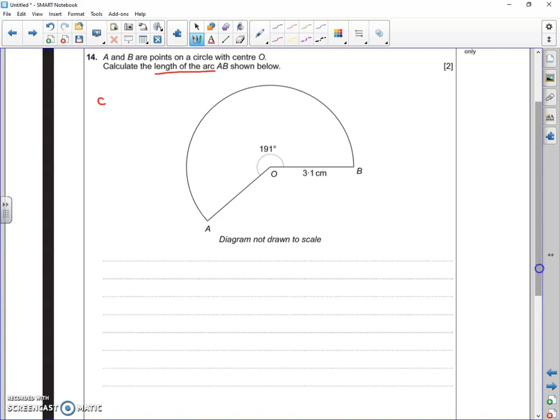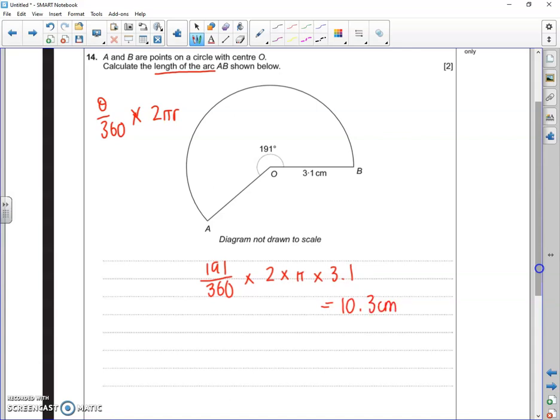So that's theta over 360 times 2 pi r. Remember, 2 pi r is your circumference formula, and you just put a fraction in front of it. So that is 191 over 360 times 2 times pi times 3.1. And that comes out as 10.3 centimetres. So that's easy enough. You didn't even have to work backwards.